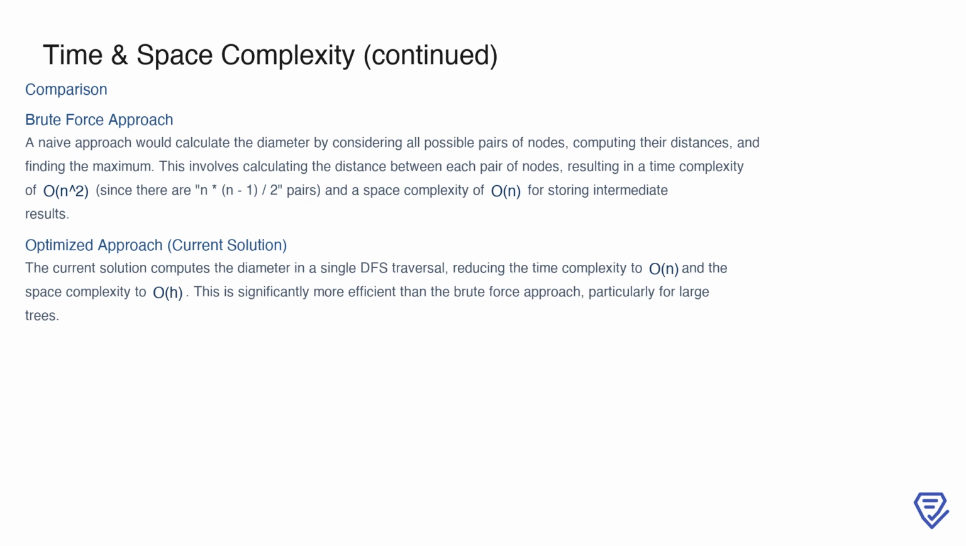In contrast, the optimized solution we implemented computes the diameter in a single DFS traversal. This drastically reduces the time complexity to O(n), and keeps the space complexity at O(h). This efficiency gain makes the optimized approach far more suitable for large-scale problems.